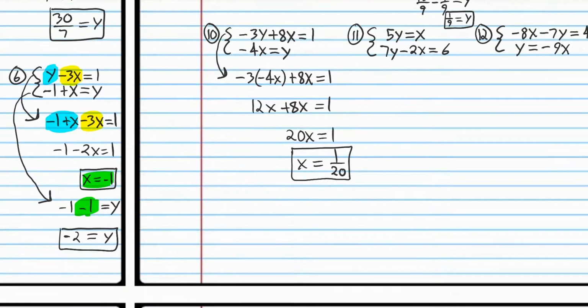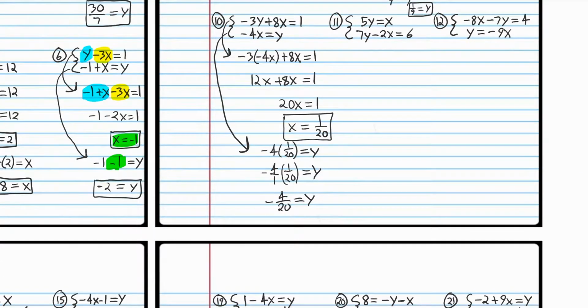So now we draw an arrow from the other equation. We have to use the other equation now, and we just plug in x. Negative 4 times 1 over 20. Negative 4, and then x is 1 over 20. So again, don't panic. 4 is just 4 over 1. And to multiply fractions, you just multiply the numerators. 4 times 1 is 4. And 1 times 20 is 20.